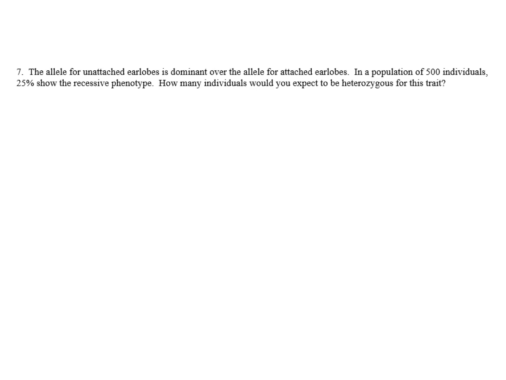So now we're going to get a little bit more complicated with number 7. It says the allele for unattached earlobes is dominant over the allele for attached. So I'm going to make a note and say unattached is dominant, which would be the P, and attached would be the recessive, which would be the Q. So just little notes for myself.